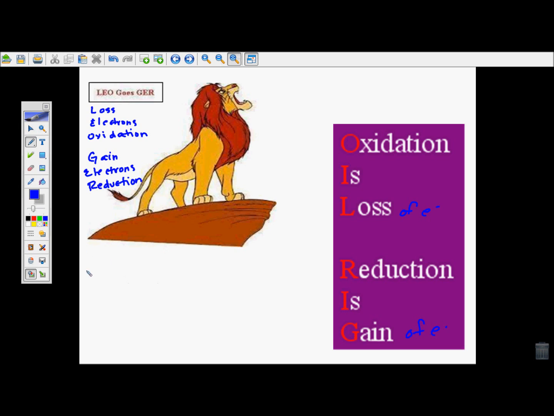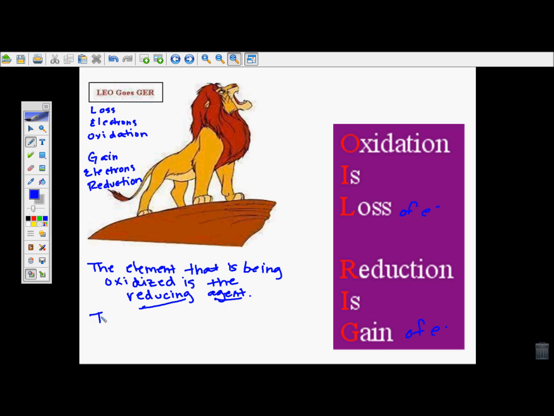So let's write that down. The element that is being oxidized is the reducing agent, and vice versa, the element being reduced is the oxidizing agent.